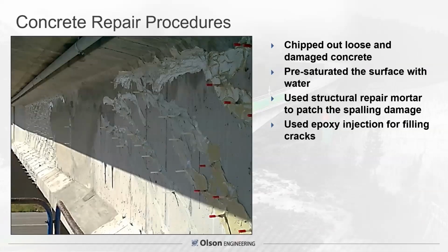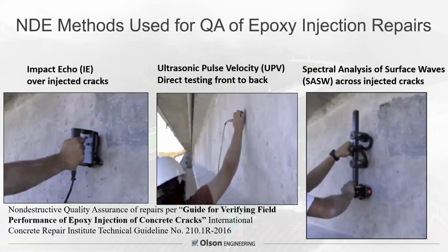So this shows a picture of the epoxy injection. You can see also the mortar patching repairs that were done to fill the cracks. A very good local contractor did the repair. We used three primary methods to check the quality of the repairs. Impact echo from the web wall there that was so severely cracked. The ultrasonic pulse velocity, direct testing front to back and at an angle. And surface waves across the injected cracks as well.